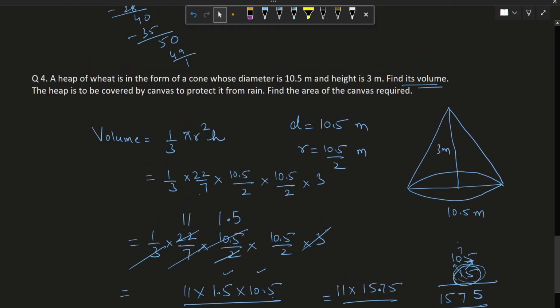Clear? Now they say the heap is to be covered by canvas to protect it from rain. So whenever we have a heap of wheat, when you keep that in fields, you have to keep it covered, and when you keep it, we generally get a cone shape. Okay, so you have to cover it with some cloth. So to cover it you only need the CSA, you do not need the base area. Okay, so you need the CSA only.